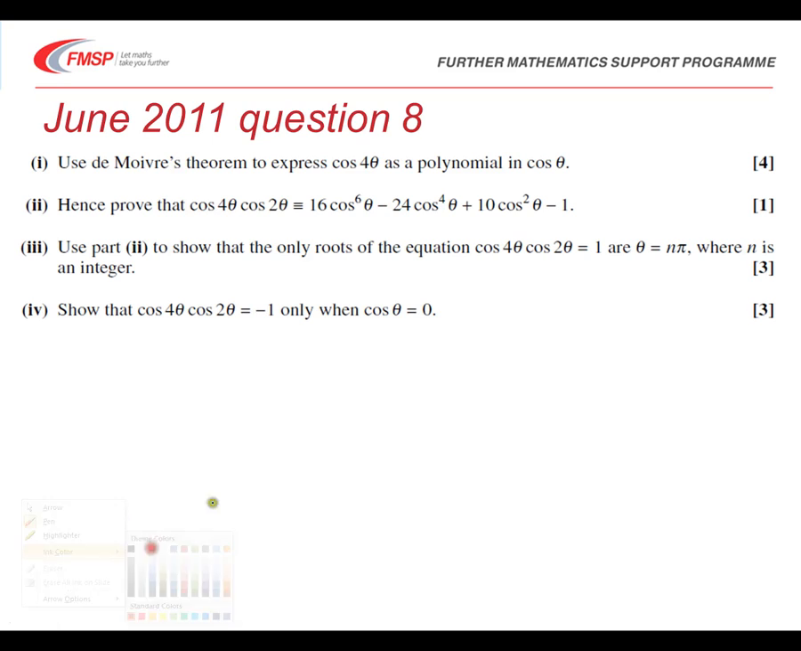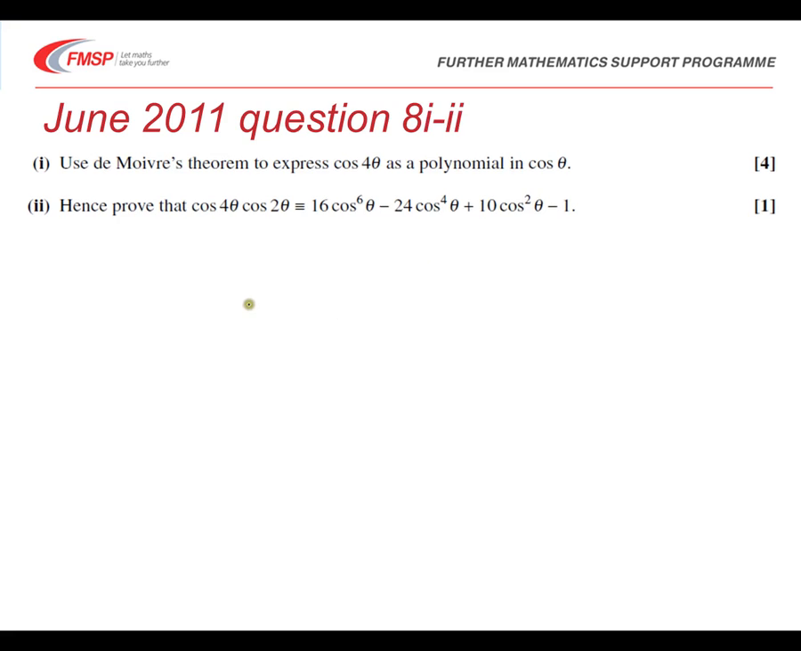So in this question, we're asked to begin with use de Moivre's theorem to express cos 4 theta as a polynomial in cos theta. Then prove that cos 4 theta cos 2 theta is this expression. Then use that expression to solve cos 4 theta cos 2 theta equals 1. And similarly use that expression to solve cos 4 theta cos 2 theta is negative 1. Let's have a go at the first couple of bits then.